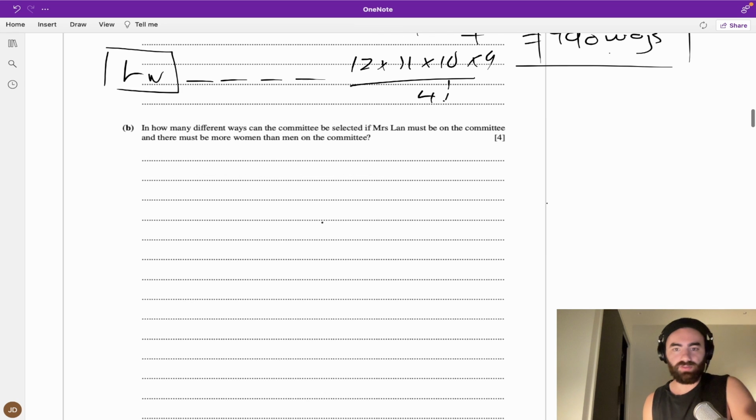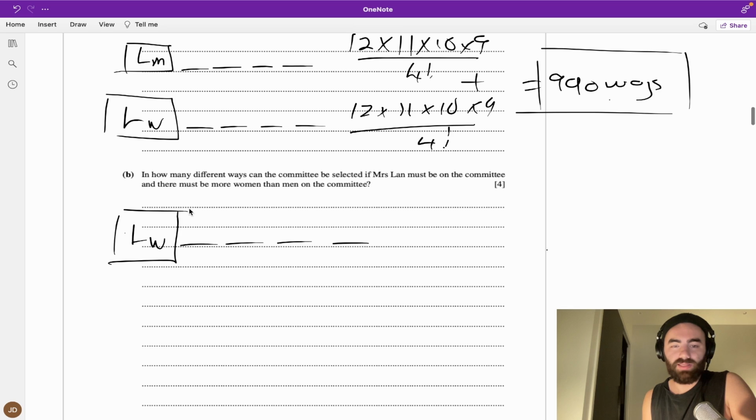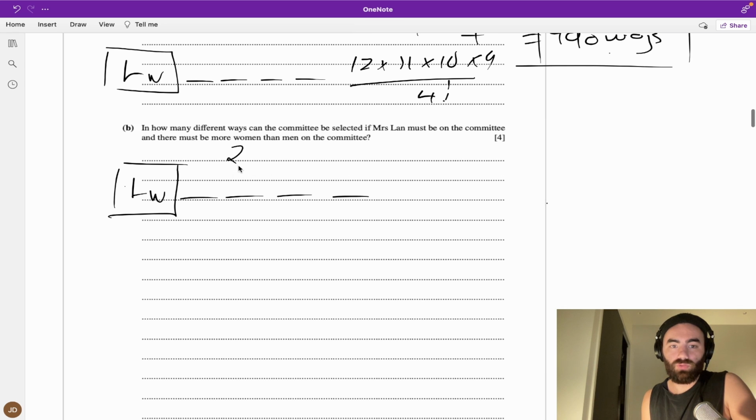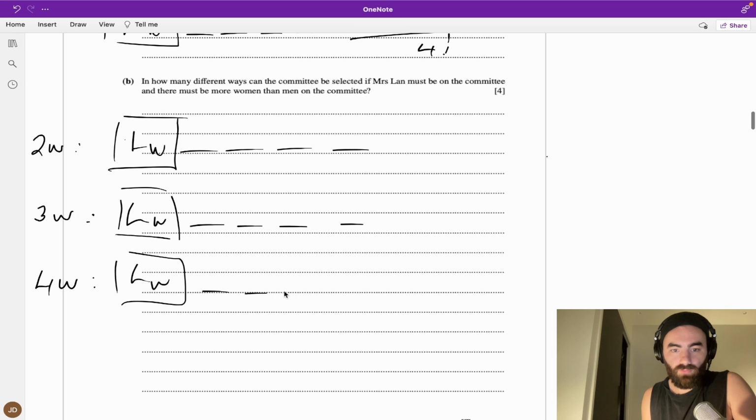Okay, so we need to look at the scenarios in which that happens. Well, Mrs. Lan is definitely on that committee, and then we have 1, 2, 3, 4 more slots, because the committee consists of 5 people. If we have 2 women selected here, then we're going to have 3 women because Mrs. Lan is a woman. So then we have 3 women, which is going to be more than 2 men. So it can happen if we select 2 women. It can also happen if we select 3 women for these final 4 slots. And obviously it could also be 4 women for all of the slots.